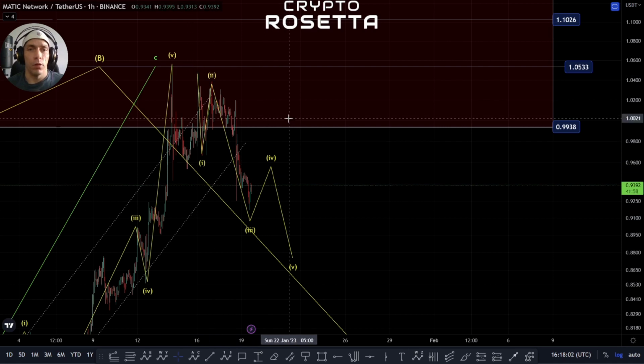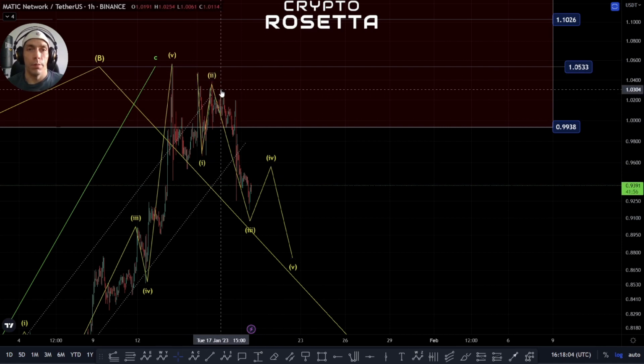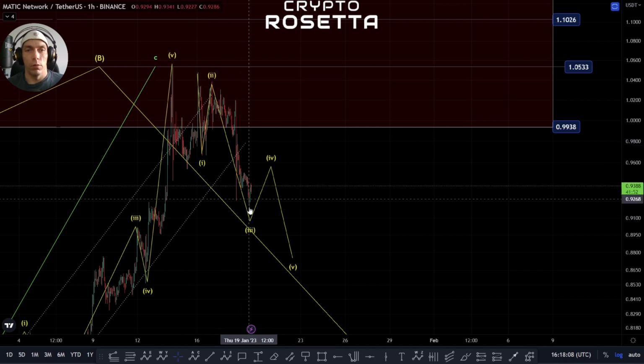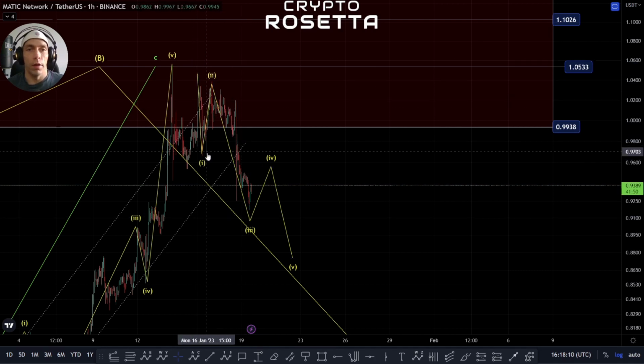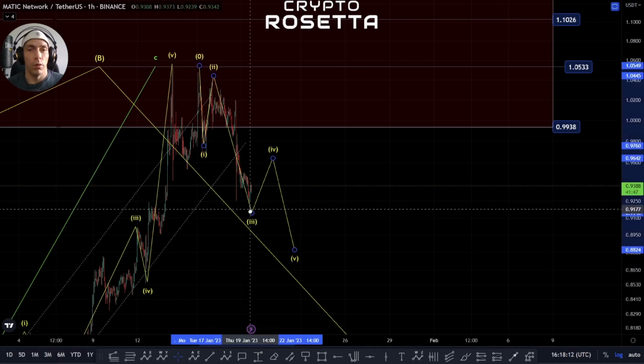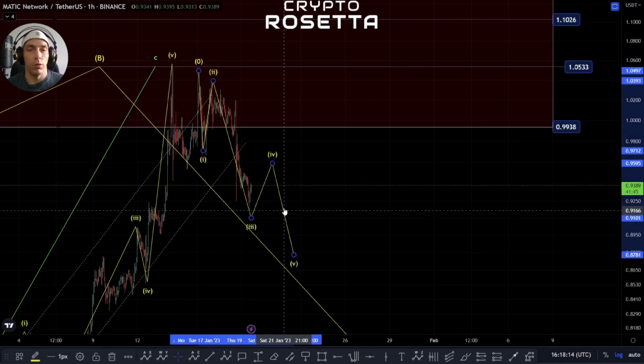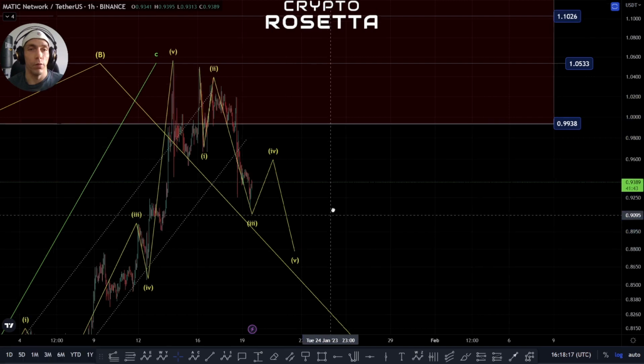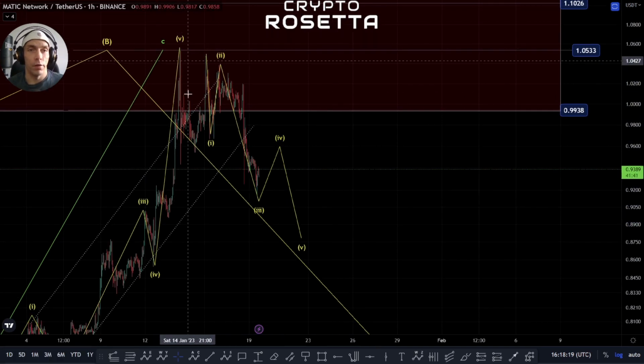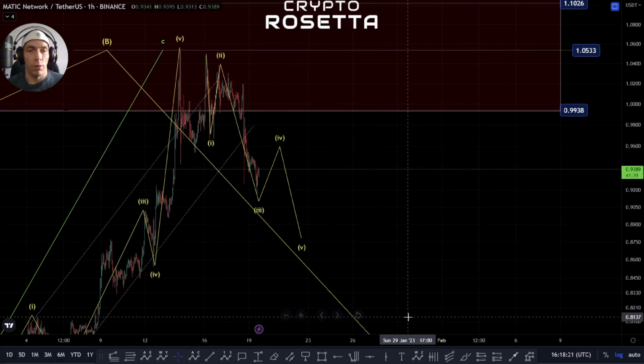If we do start to encounter further rejection within this, we'd have to be careful that we don't have something like this as a 1, 2, 3, 4, 5 into the low here, and then, like I said, we could look for that 4th wave push up and then look to push down one more time for this 5th wave, which could then actually line us up for that 1, 2, 3, 4, 5 from there.